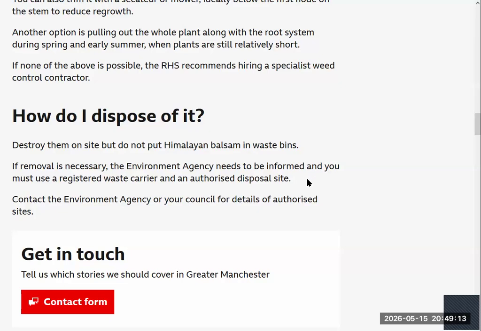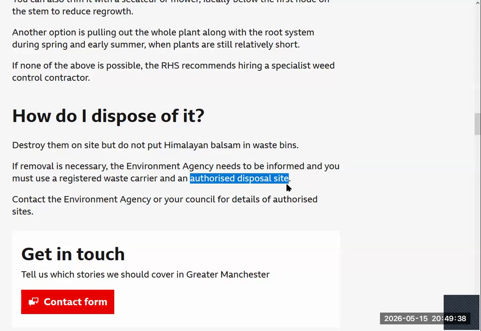So I'd be interested to know what they do at an authorized site. Do they burn it, or do they have some other process, just making it so that it won't grow and won't spread? I don't know. I guess they burn it. It's a good guess, isn't it?